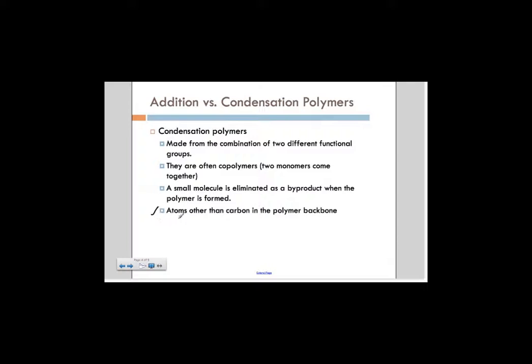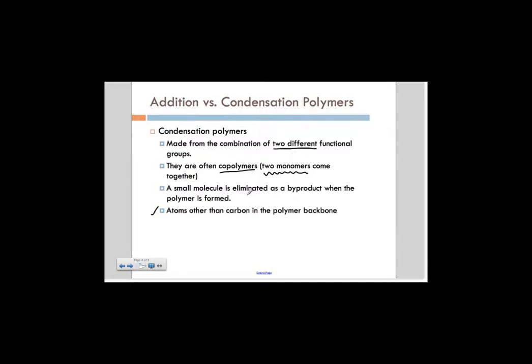So like I said, you're going to get atoms other than carbon in the polymer backbone for condensation polymers. Here are our other key characteristics. Unlike with addition polymers, you need 2 different functional groups to make a condensation polymer. And as a result, you often make what are called copolymers, which means you needed 2 different monomers to come together to make that polymer. Now there are exceptions to this, obviously. If you can put both functional groups in the same monomer, you can just use a single monomer to make that polymer, but more often than not you're using 2 monomers.